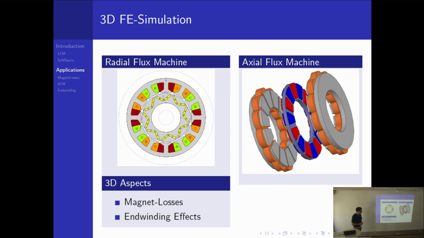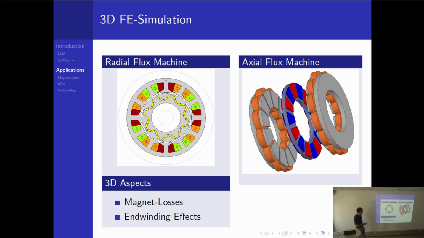The second application is axial flux machines. Those are electrical machines that you really can't model in 2D, or, I mean, there are some special cases where you can, but in general you have to simulate them in 3D. And you see here a special case. Here you have two stators, stator 1 and stator 2 on the right side, and in between you have the rotor.